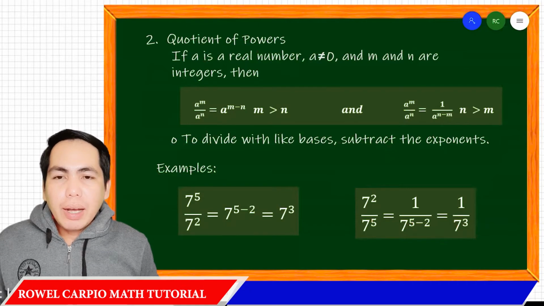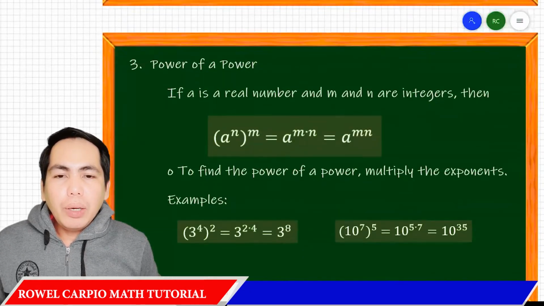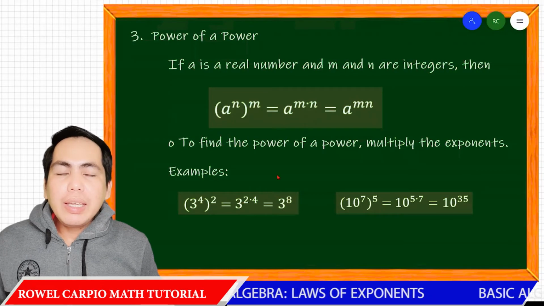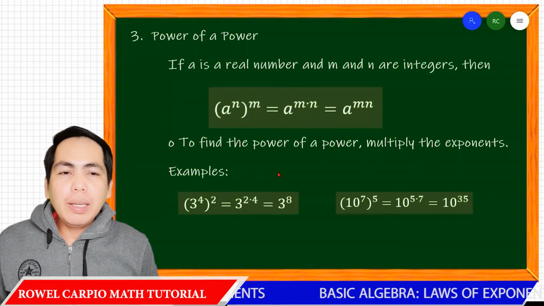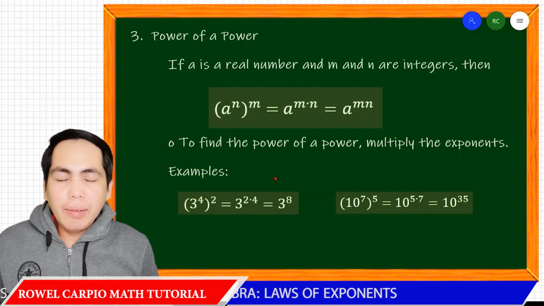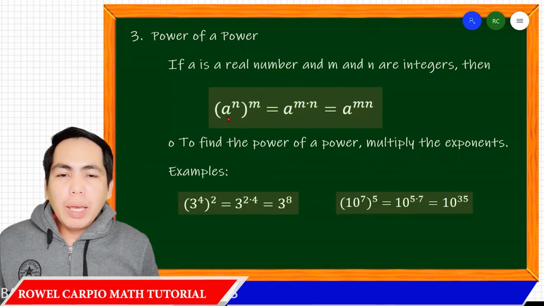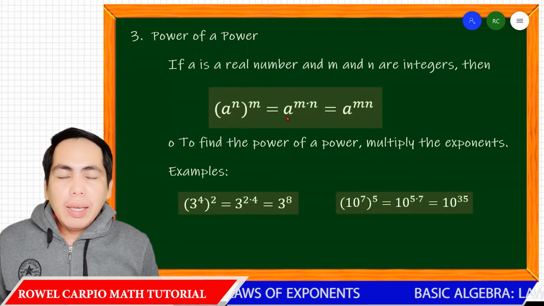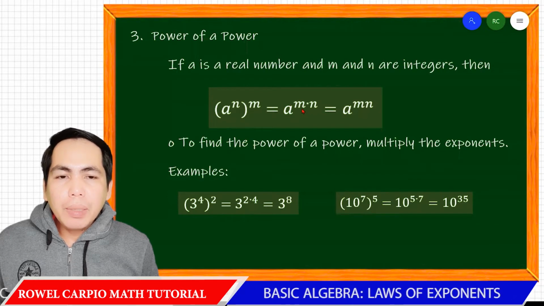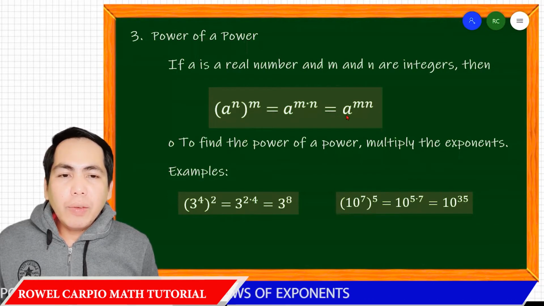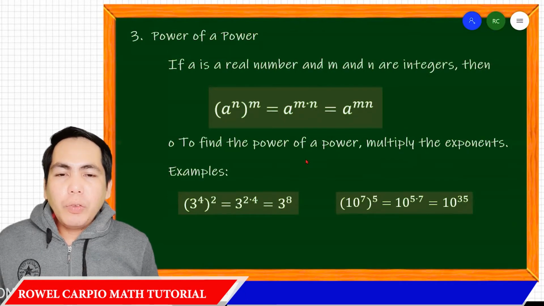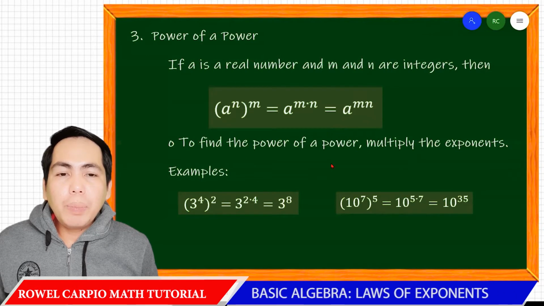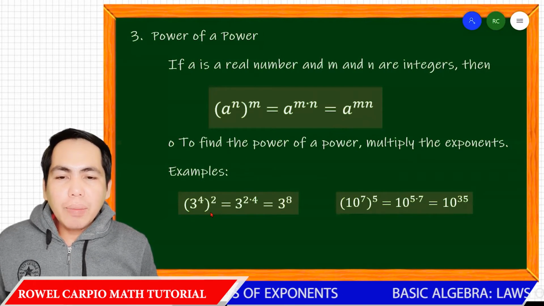Now, let us have number 3, the power of a power. If a is a real number and m and n are integers, then the quantity of a raised to the power of n raised to the power of m is equal to a raised to the power of m times n, which is equivalent to a raised to the power of mn. So to find the power of a power, multiply the exponents. So let us have examples.